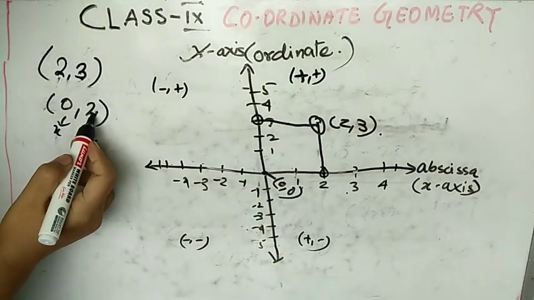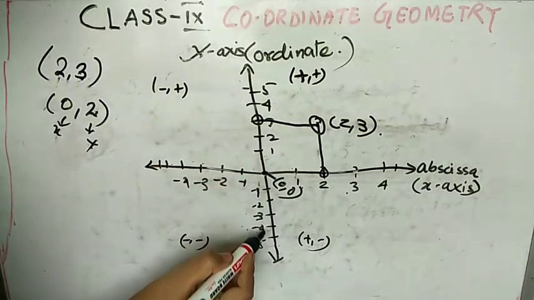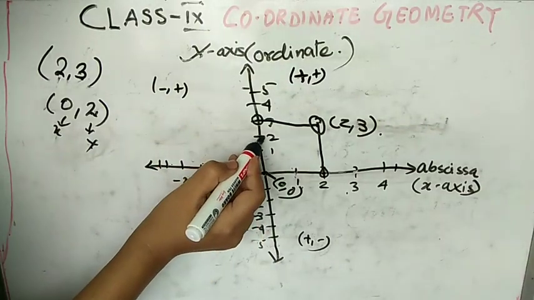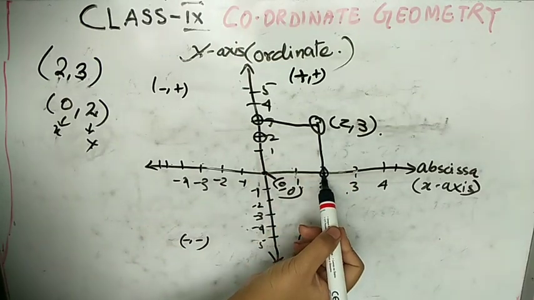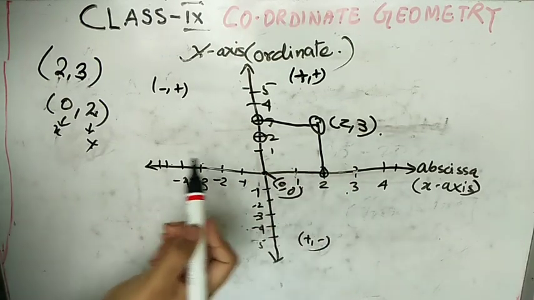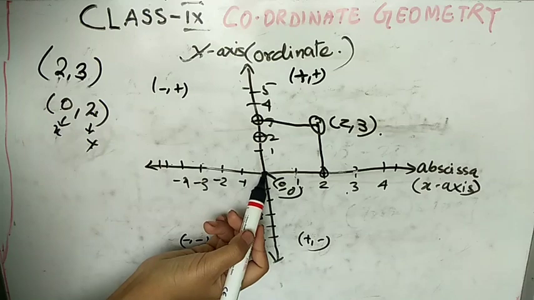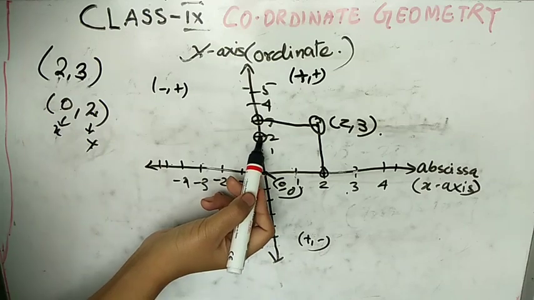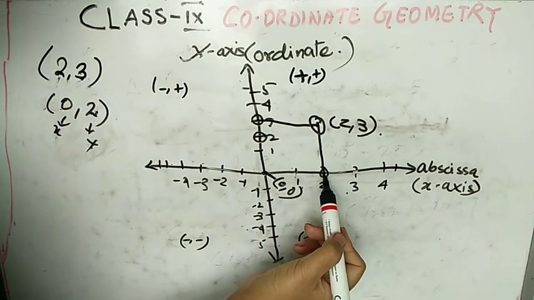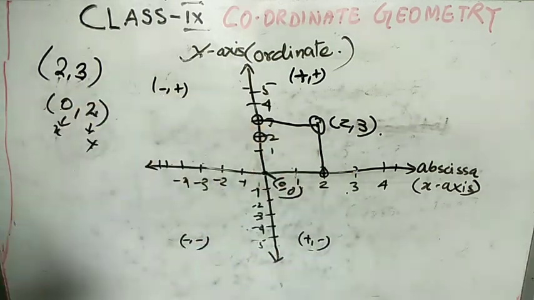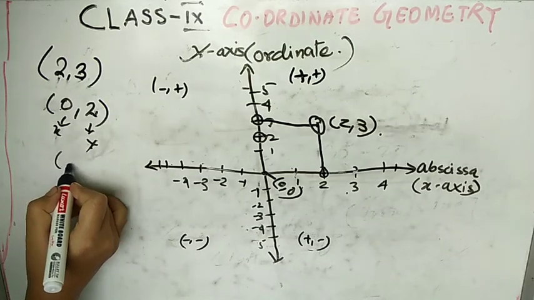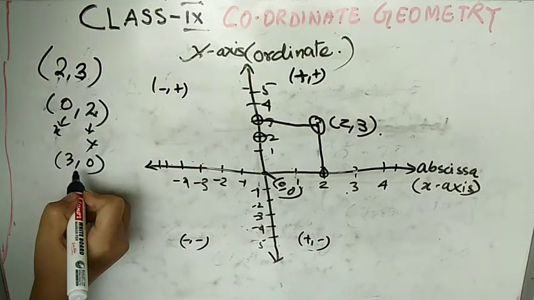So we represent 0 at the origin. Next comes 2. 2 is the y coordinate, and 2 is a positive number, therefore this is 2. Now here none of the numbers are 0, therefore we do not need to represent the numbers on the number line, but since here x is 0, we represented the point 0, 2 on the line itself.